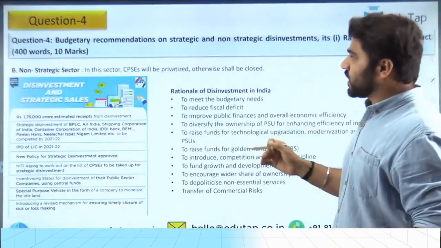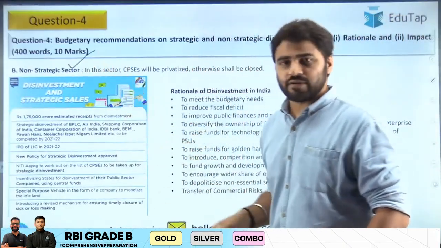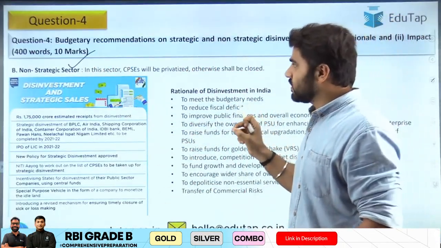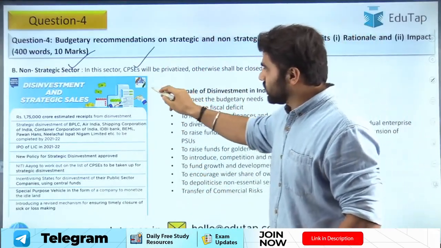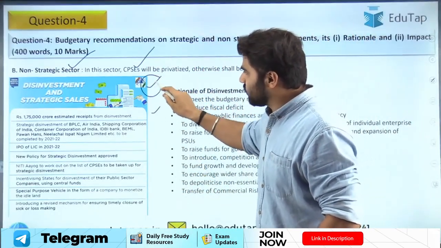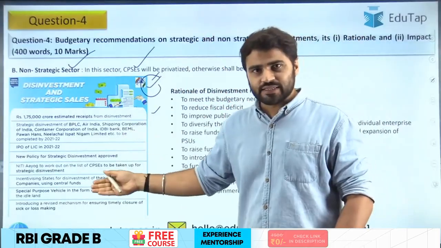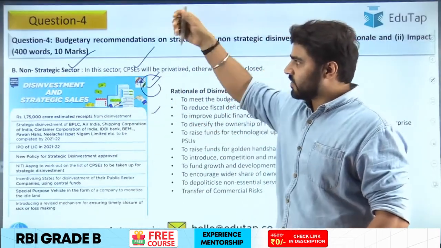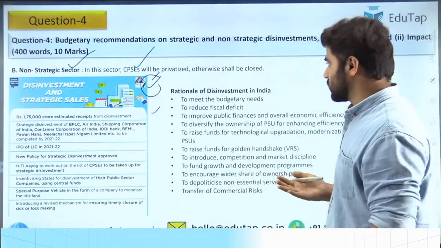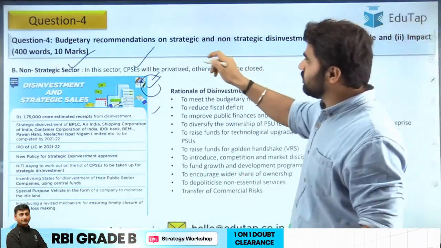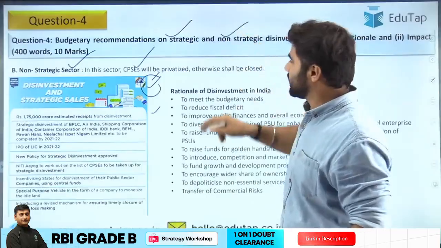And after that you can mention also the non-strategic sector, okay, where the disinvestment process is being carried on, right? So here you can also mention, I have attached the snippet from the PIB where you can read this, that these are all the sectors in the non-strategic sector where disinvestment was proposed, right? And after that guys, this is about the budgetary recommendation on strategic and non-strategic disinvestment.